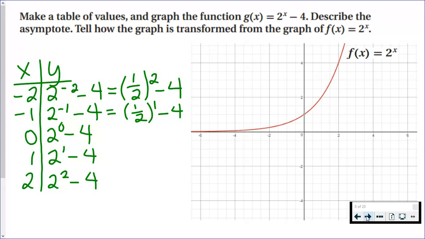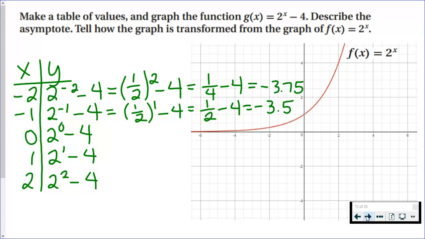Same with the second one. I have 2 to the -1. That really becomes 1 over 2 to the +1. So 1 over 2 squared, you're squaring both the numerator and the denominator, which makes it 1 over 4. And then 1 over 2 to the first power is still just 1 over 2. So you have 1 over 4 minus 4 and 1 over 2 minus 4. Hopefully the rest of these are a little easier.